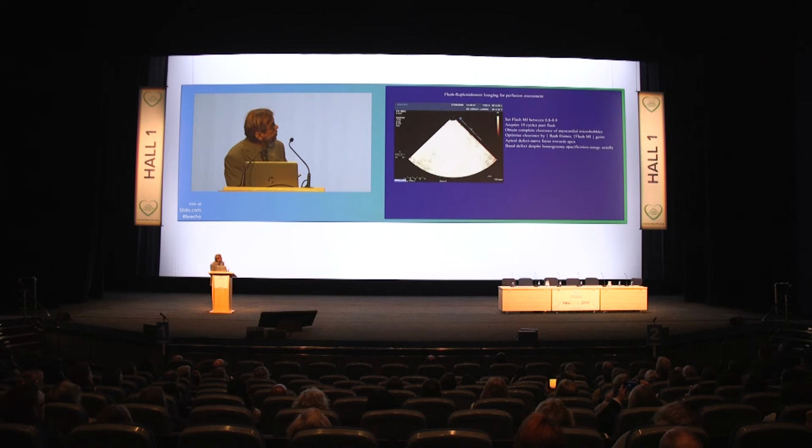Here you are, flash, and then it replenishes very quickly. And so you set the MI, flash MI frame to about 0.8 to 0.9, acquire about 10 cycles post-flash, and obtain complete clearance of the microbubbles.